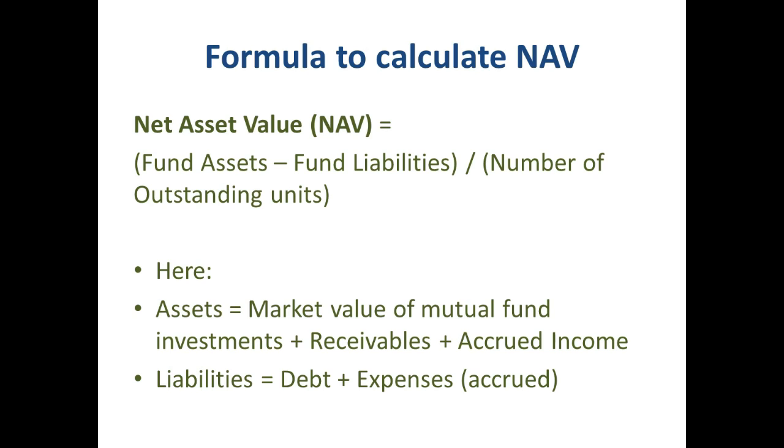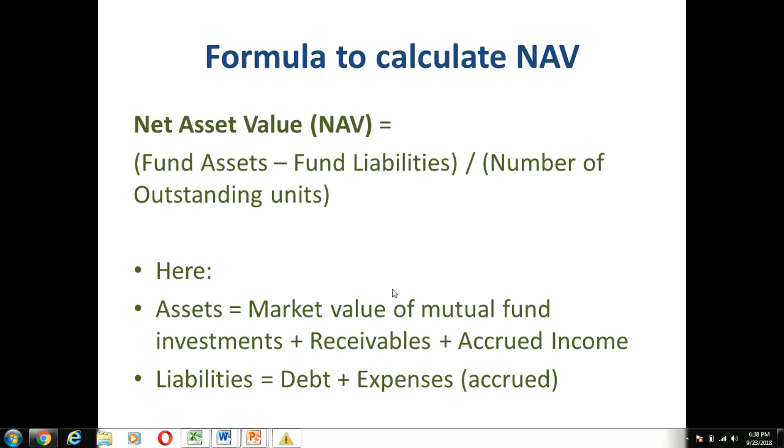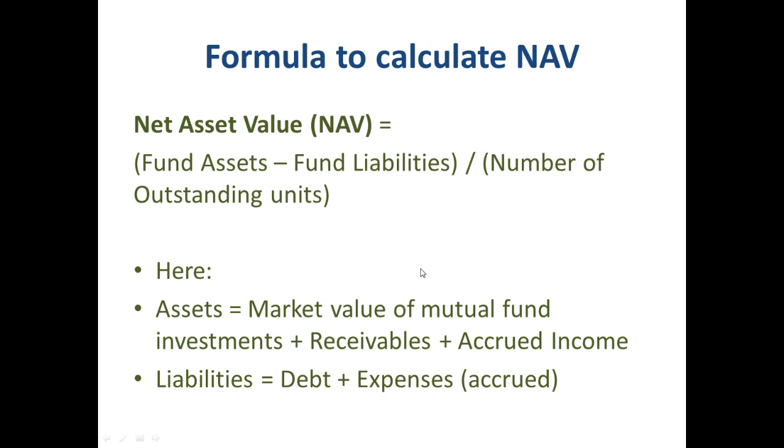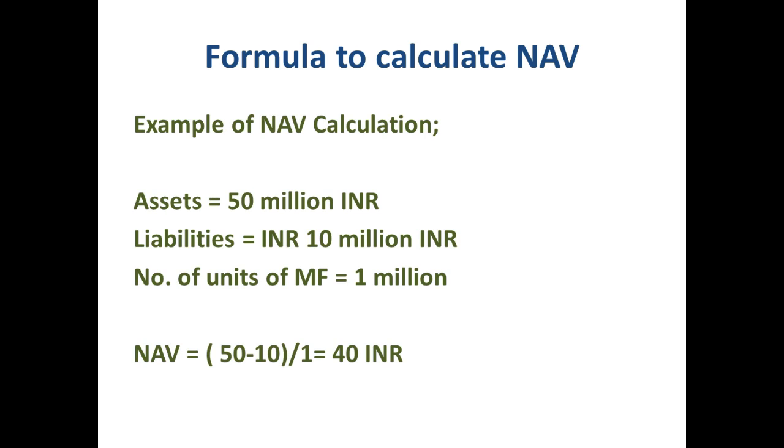So these are the fund assets minus the fund liabilities, and the accrued expenses are deducted from the fund assets and divided by the number of units of the mutual fund, which gives us the net asset value of the fund. That's how we can understand how the net asset value of the fund is calculated. Let us understand this with an example.